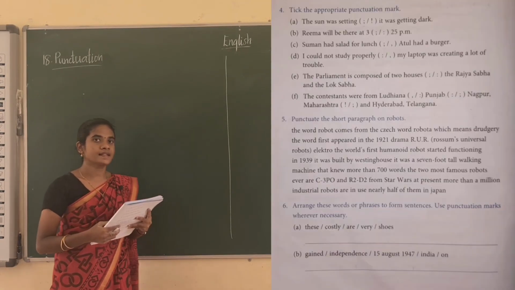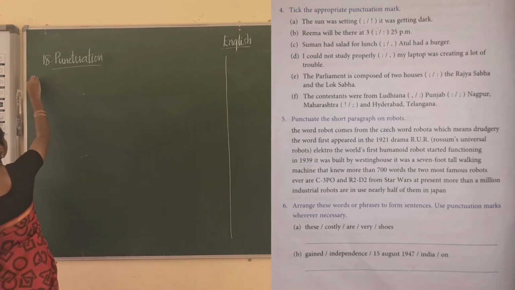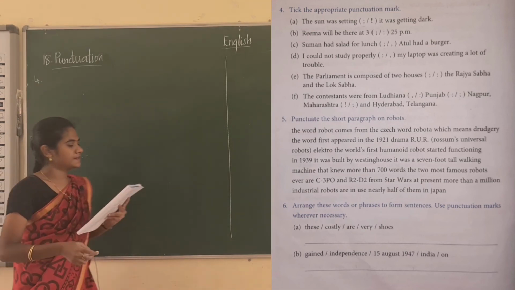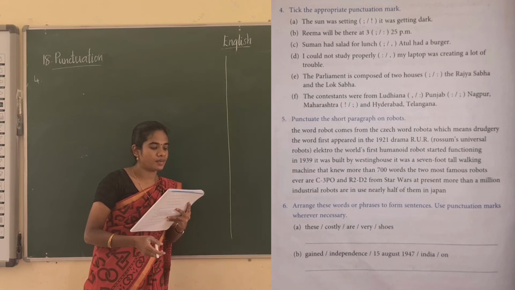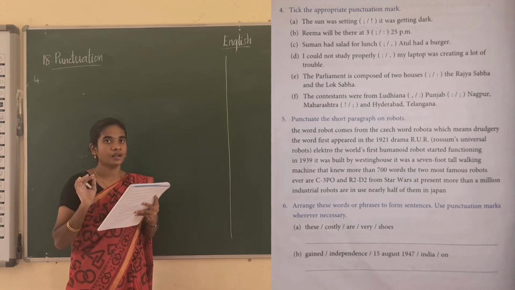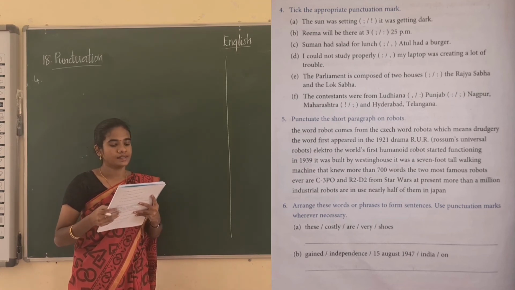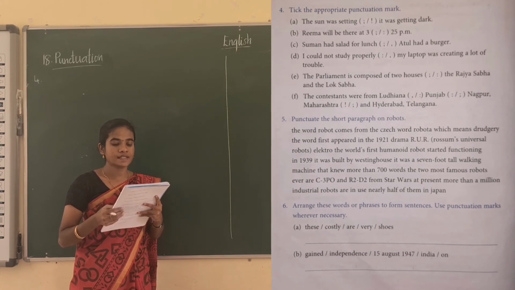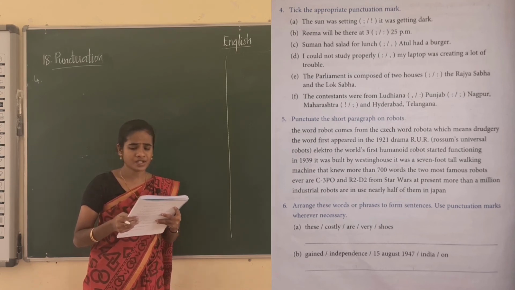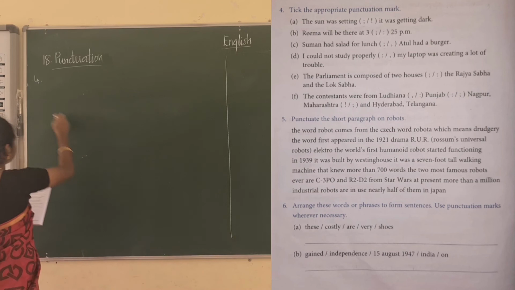Now the fourth exercise is, students, see this image. This is the fourth exercise for you. Take the appropriate punctuation mark. You have to take the correct punctuation mark. The sun was setting. It was getting dark. So it is a semicolon. You have to put a semicolon only.